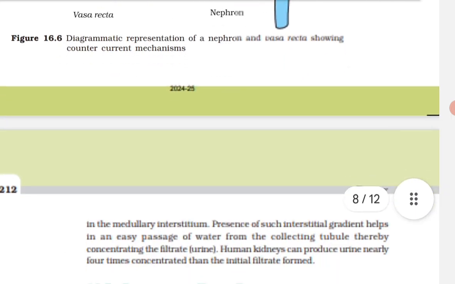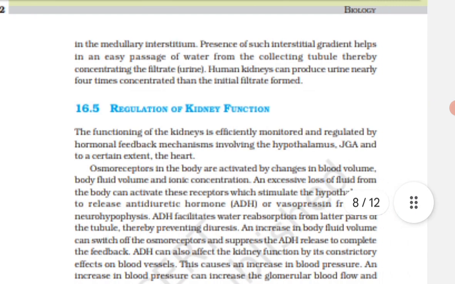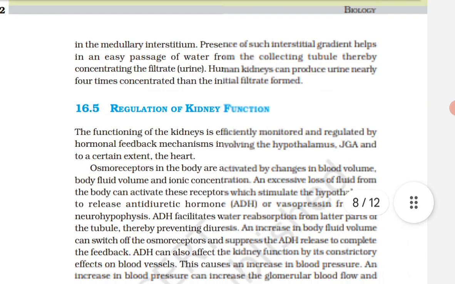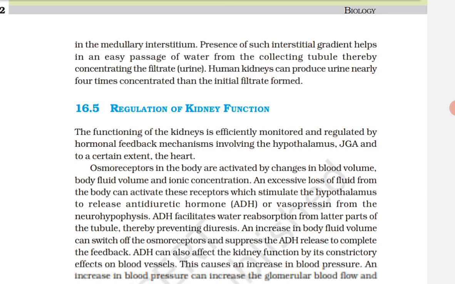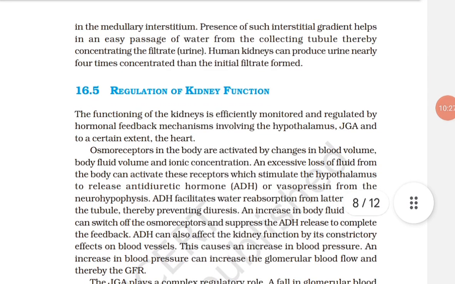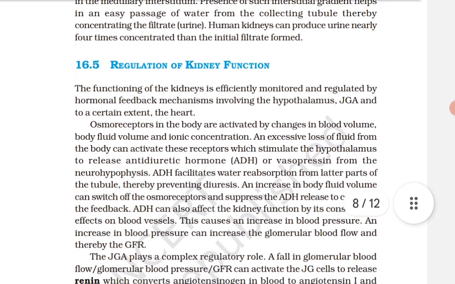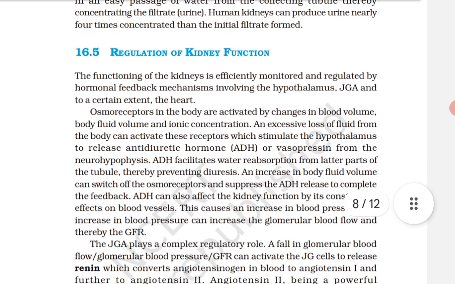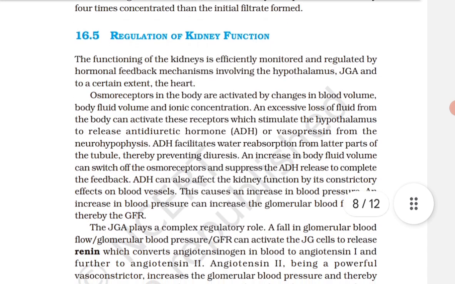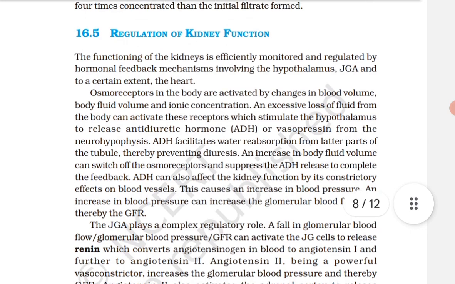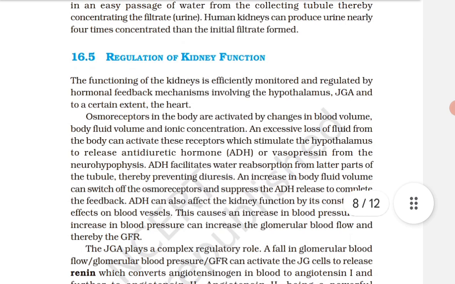The JGA, juxtaglomerular apparatus, plays a complex regulatory role. कौन सा रोल प्ले करता है? JGA, complex regulatory role. A fall in glomerular blood flow, that is glomerular blood pressure, or GFR can activate the JG cells to release renin. JGA का फुल फॉर्म होता है juxtaglomerular apparatus. Understood?